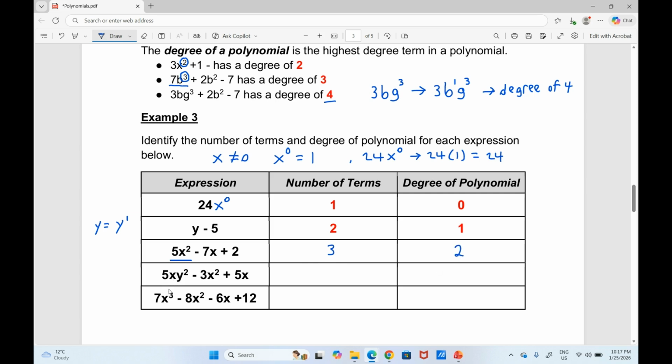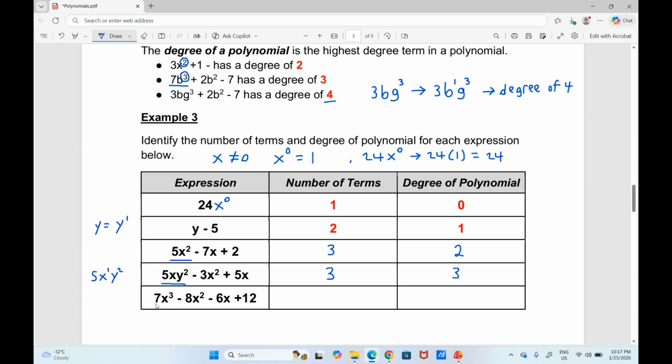Okay, now looking at my fourth row, looks like I have 3 terms again. And my highest degree of this polynomial is actually going to be 3. Because if you look at the first term, that's my highest degree here. Remember, 5xy squared is actually 5x to the power of 1 and then y to the power of 2. So I actually have a 1 and a 2 here. So 1 plus 2 is 3. So my highest degree of the polynomial is going to be 3.